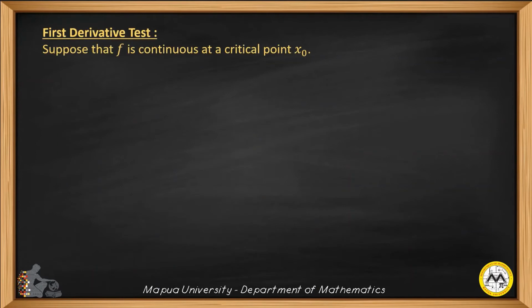To determine whether a point is a maximum point or a minimum point, let us consider having a function f which is said to be continuous at a critical point x sub 0. When we say we have a critical point, it means either the derivative f prime evaluated at x sub 0 is 0 or f prime evaluated at x sub 0 is not defined.